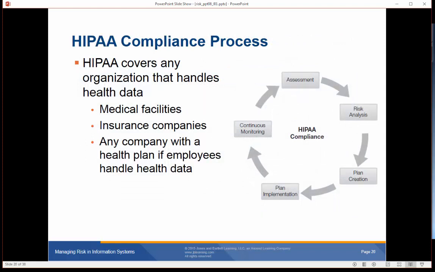So basically the HIPAA compliance process covers organizations that handle health data: medical facilities, insurance companies, any company with a health plan if employees handle health data. So that one's pretty self-explanatory.